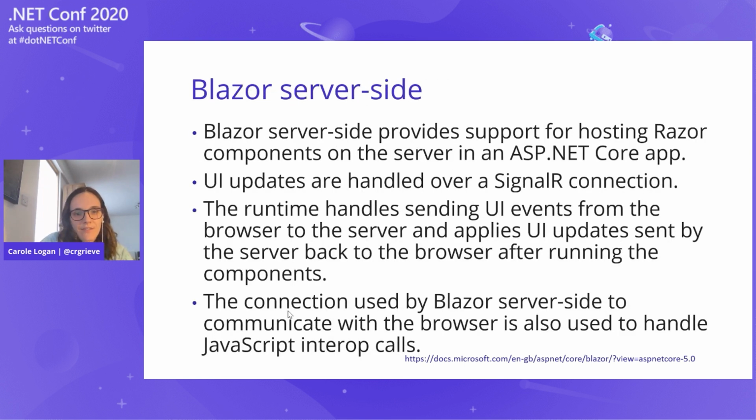So on the server side, just to have a quick look at the difference between the two, Blazor server side provides support for hosting Razor components on the server of a .NET Core app, and the UI updates are handled using SignalR, which I'll explain a little bit in a second. The runtime handles sending those UI events from the browser to the server, and it applies the updates as and when they're ready for the components. Again, it uses JavaScript interop to allow that communication to happen. So it lets you have the Blazor single page app type functionality without full page reloads, but it is still actually hitting your server on the back end.